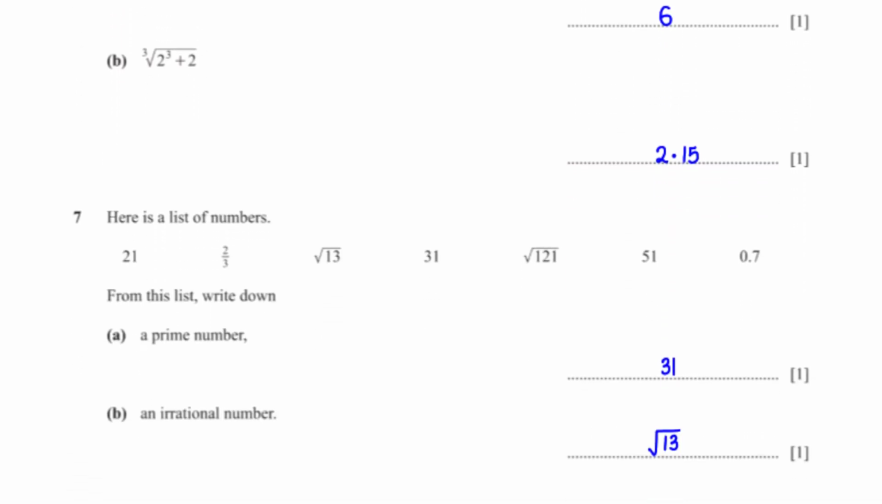Here is a list of numbers. From this list, write down a prime number. A prime number has only two factors, 1 and itself. 31 is a prime number. Write down an irrational number. An irrational number cannot be written in fraction form. Square root of 13 is an irrational number.